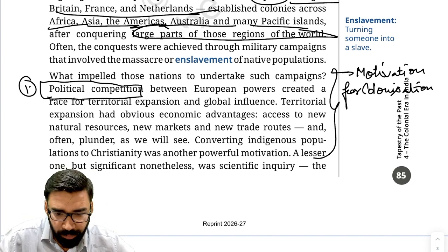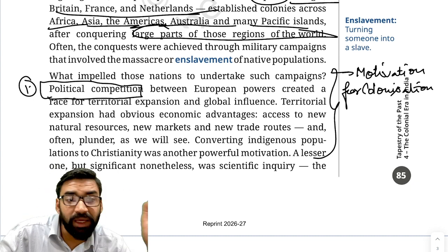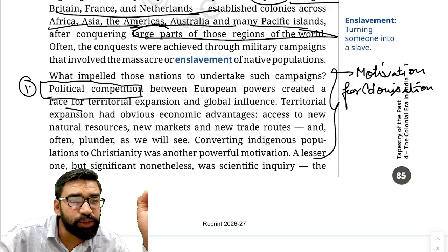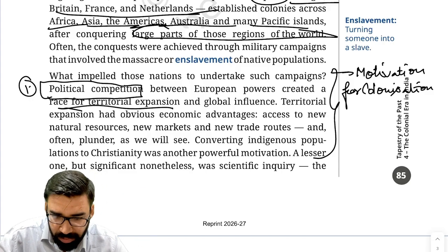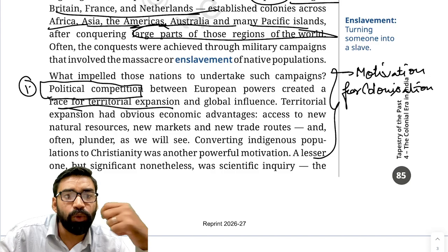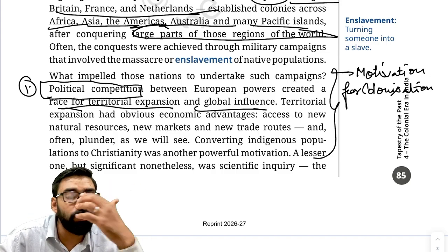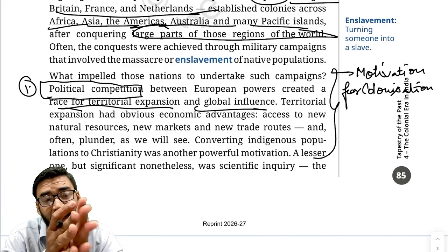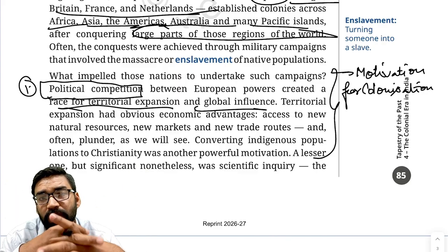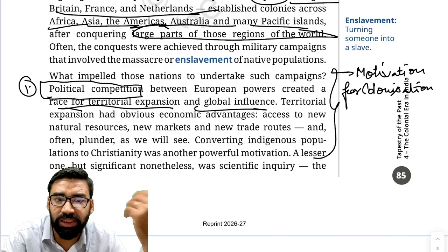Now, what is political competition here? There was a race for territorial expansion among European powers, as well as for global influence. So there was a race for territorial expansion between the European powers, like Spain competing with Portugal, Britain competing with France.